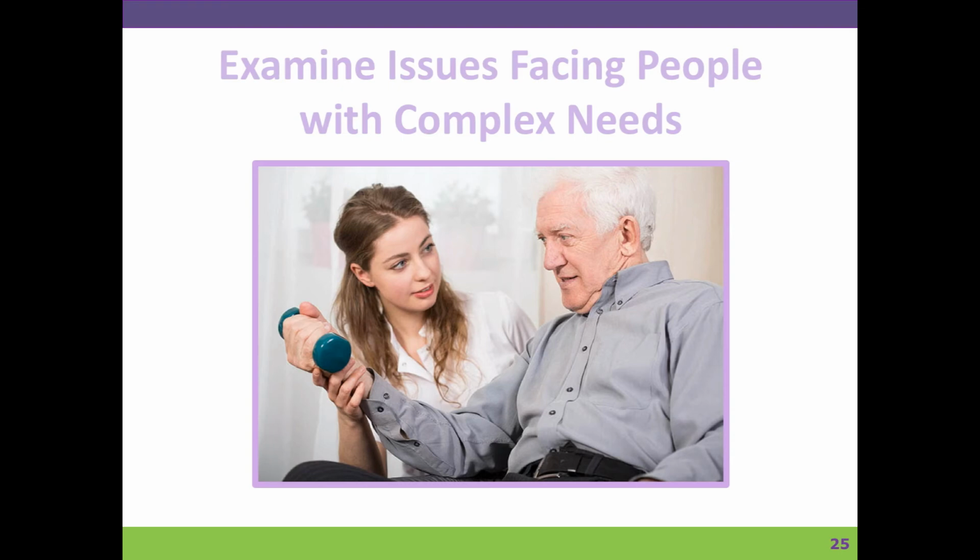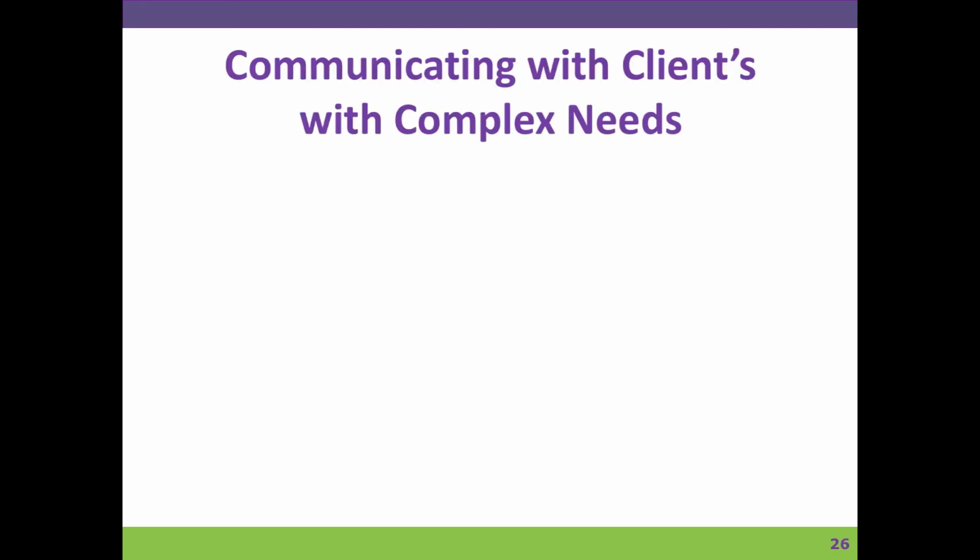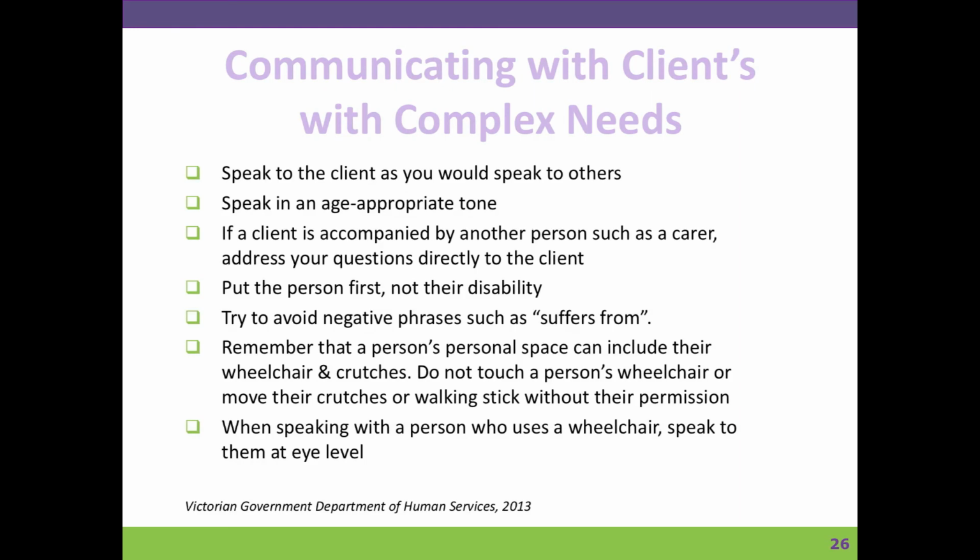It is important that you demonstrate the use of appropriate language when working with clients with complex needs. Here are some examples. Speak to the client as you would speak to anybody else. Treat adults as adults. If the person with a disability is accompanied by a carer, address the client with the disability. Put the person first, not their disability. Try to avoid negative phrases such as suffers from or crippled. And use a phrase like a client who uses a wheelchair instead of saying wheelchair bound.